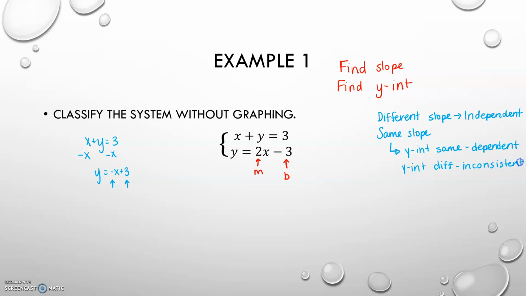This is a really helpful little flow chart here, so take a second, make sure you get that copied down, but that's going to be really helpful as we go through this. So again, the slopes here were different, so since they have different slopes, that means they're independent.